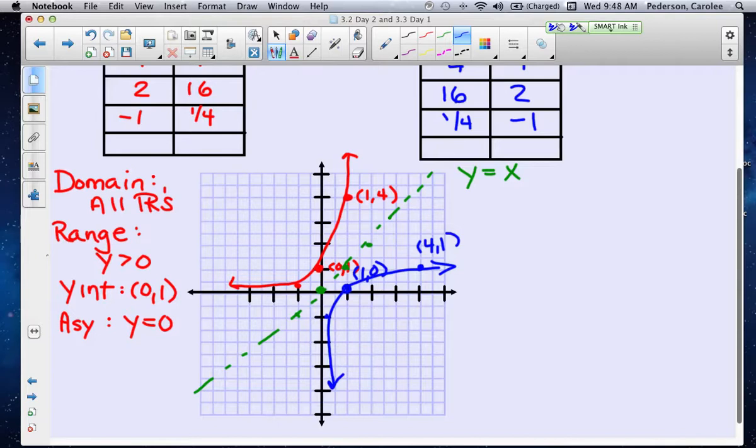Now let's talk about the important pieces to the blue one, the logarithm of base 4. What's the domain there? What type of numbers can I plug in for x? Or look at my graph. Where is that blue function happening at? Greater than 0.